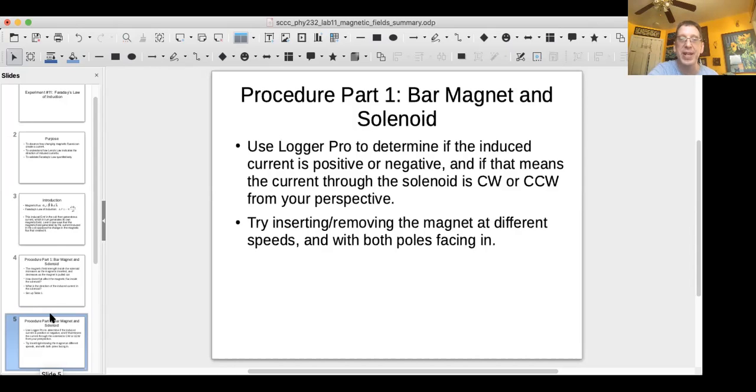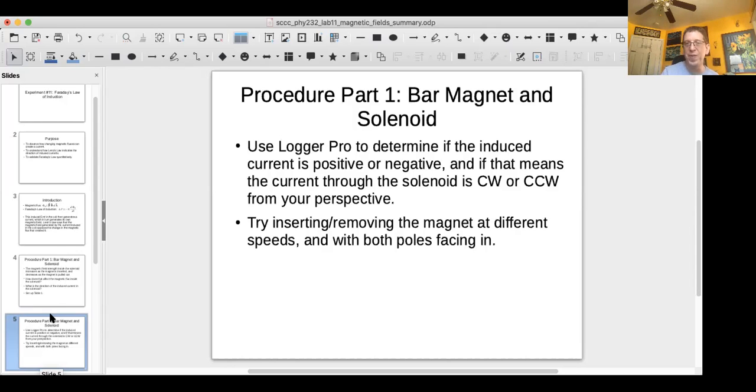You're going to be inserting the magnet at different speeds. Again, you notice the magnitude of the induced voltage depends on the change in the magnetic flux. So what do you think is going to happen when you insert the magnet faster or when you insert it more slowly? And the same when you reverse it.